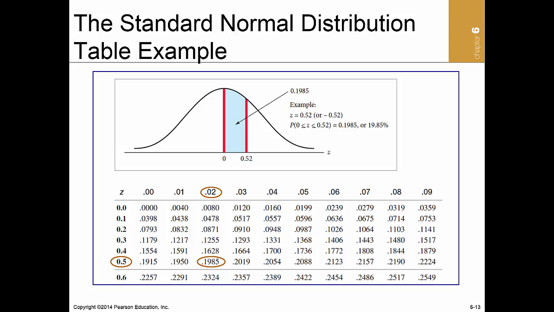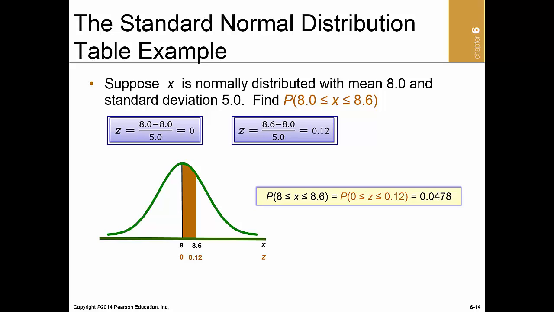Alright, so here we're given a mean of 8.0 and a standard deviation of 5.0. We want to find the probability of x being greater than or equal to 8.0 and less than or equal to 8.6. So we standardize the two values. We see that our mean results in a z-score of 0, and an x value of 8.6 is a z-score of 0.12. So we can convert the probability to a probability of z-score, where z is greater than or equal to 0, but less than or equal to 0.12. So the resulting probability here is 0.0478 for the shaded region under the curve.